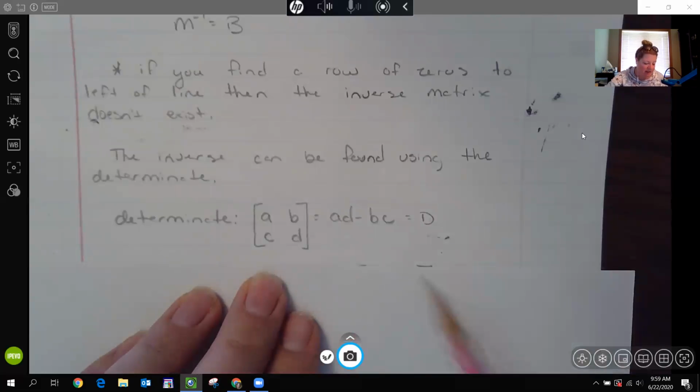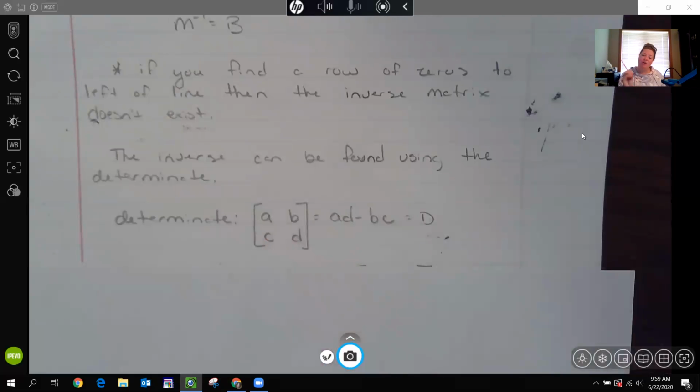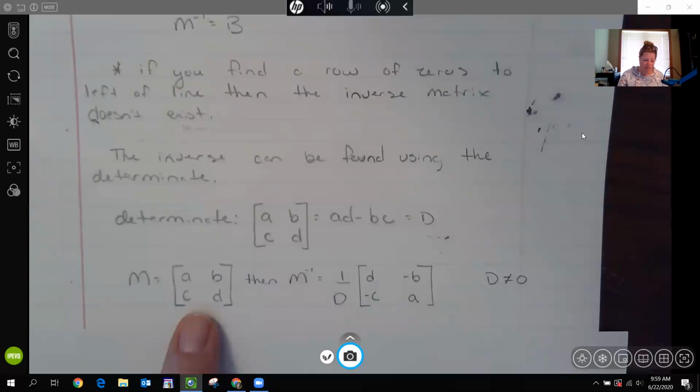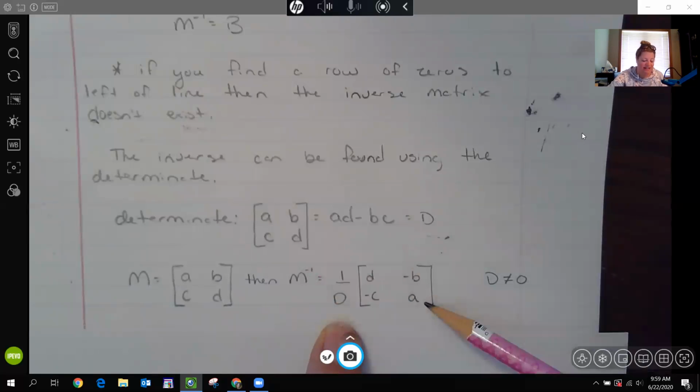So what can we do to get the determinant? We do A times D minus B times C, and that gives me my determinant. Once I find my determinant, I can use it with my inverse. Here's my original matrix. I'm going to take 1 over the determinant, or basically divide by the number. But notice what I did here: I have to switch these two, and change the signs of these. I know, totally tricky. Write that down, pause the video.